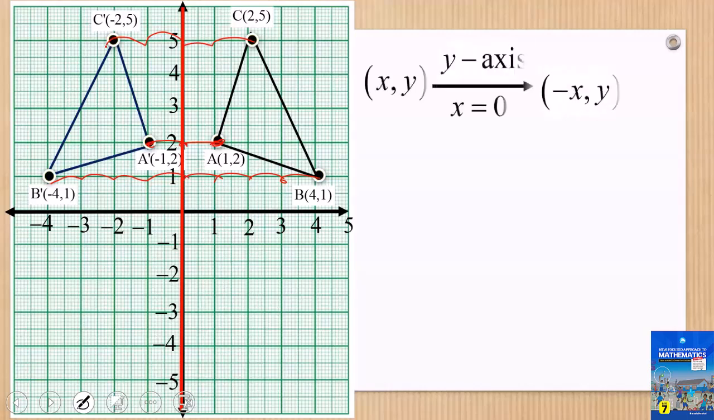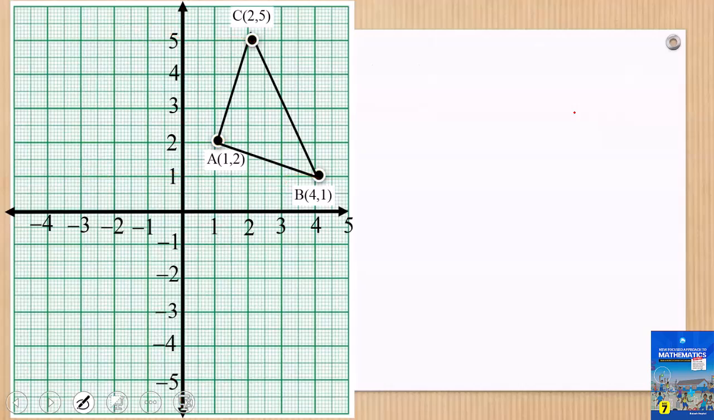Now, you can also observe critically that if you compare point A to A prime, B to B prime, and C to C prime, then when we have (x, y), your image point becomes (-x, y). Good. Now, let's look at this in terms of the x-axis.